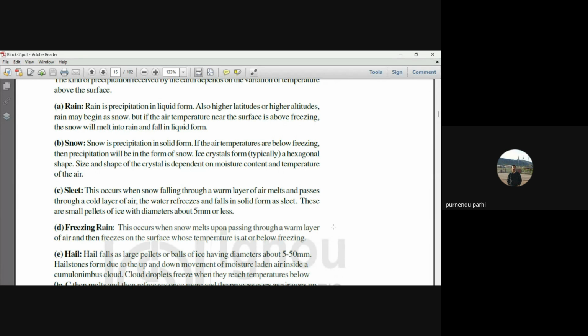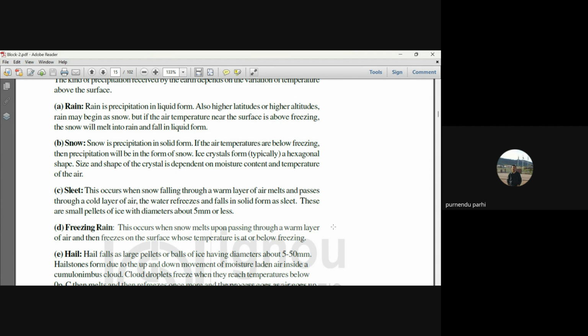Snow is precipitation in solid form. If the air temperature is below freezing, then precipitation will be in the form of snow. Then sleet. This occurs when the snow falling through a warm layer of air melts and passes through a cold layer of air. The water refreezes and falls in solid form as sleet. These are small pellets of ice with diameter about 5 millimeter or less.